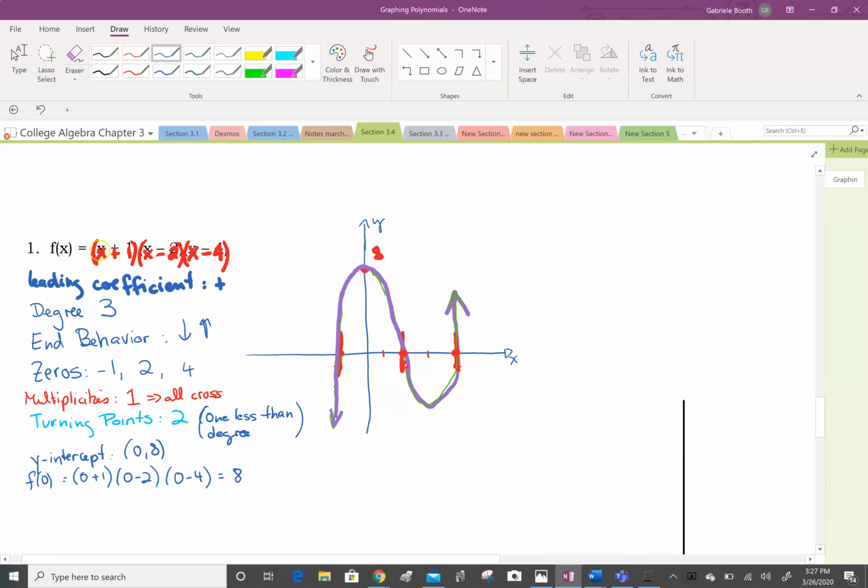The leading coefficient, there's no negative up front, is positive. And if I count all my x's, that means the degree is 3. So the degree is 3. Based on that, I know my turning points. I have to have 2 turning points, since the degree is always 1 more than the number of turning points.